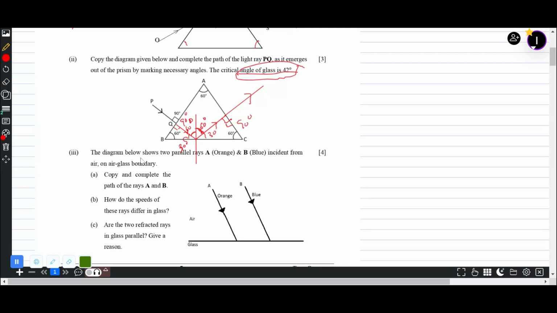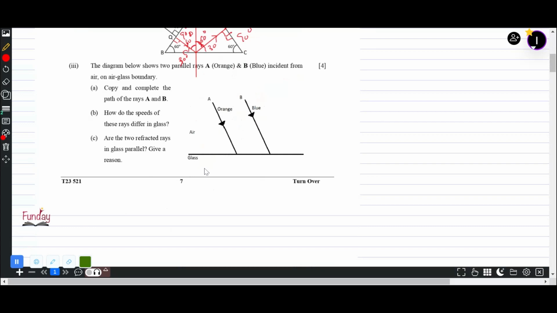Now, next question. The diagram below shows two parallel rays A and B, which are orange and blue. What do you know about orange and blue? You have heard of VIBGYOR. As we go along it, the wavelength grows. Red has the highest wavelength and violet has the lowest wavelength. Where is blue? Blue is here. Where is orange? Orange is here. So orange has more wavelength than blue. That means orange has more speed than blue.